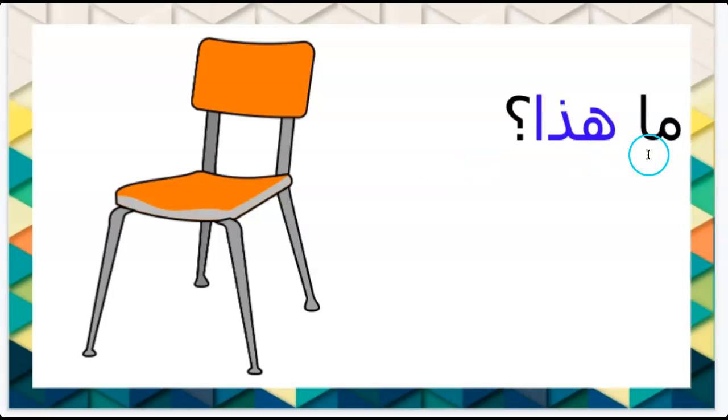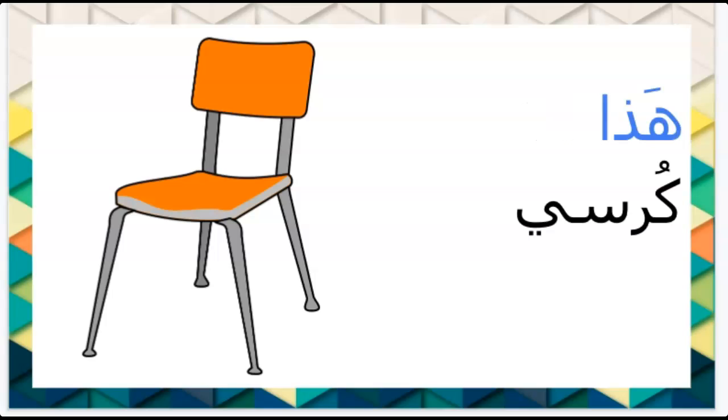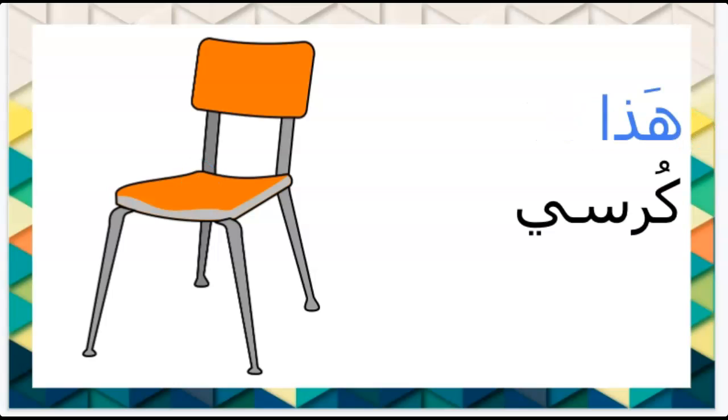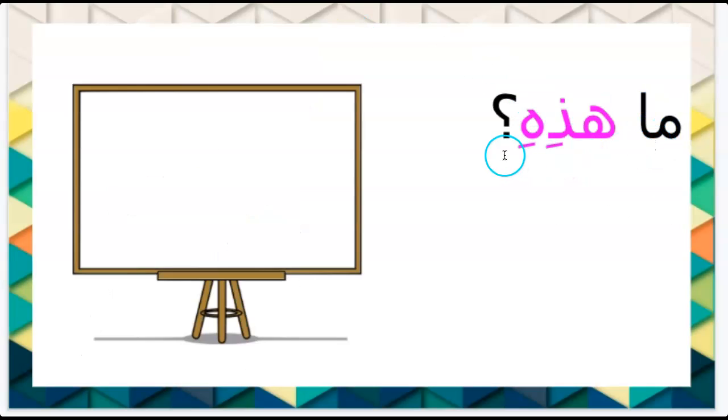ما هذا؟ What is this? هذا كرسي. This is a chair. Now notice the question word ما. Notice the question mark. It's the backward of the English, right? It's the opposite way, which makes perfect sense because Arabic goes from right to left. So ما هذا؟ هذا كرسي.